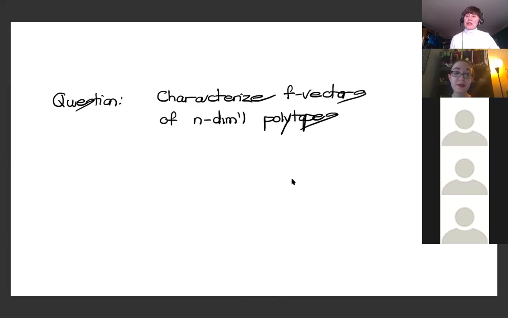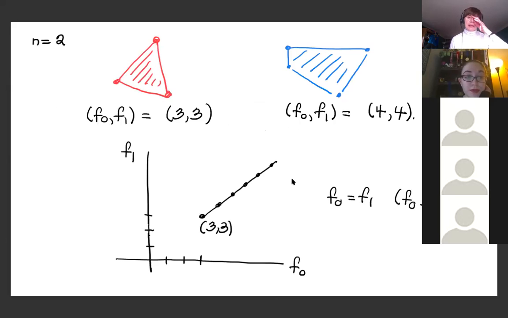Okay, so the question at this point is, what about characterizing these face vectors, f-vectors, of n-dimensional polytopes? So let's say something about this. In 2 dimensions, so easy. So here we have a triangle, also known as a 3-gon, and then we have a 4-gon. So notice I'm not assuming regularity anymore. Just they are what they are, even though my 3-gon almost looks equilateral, but doesn't have to be.